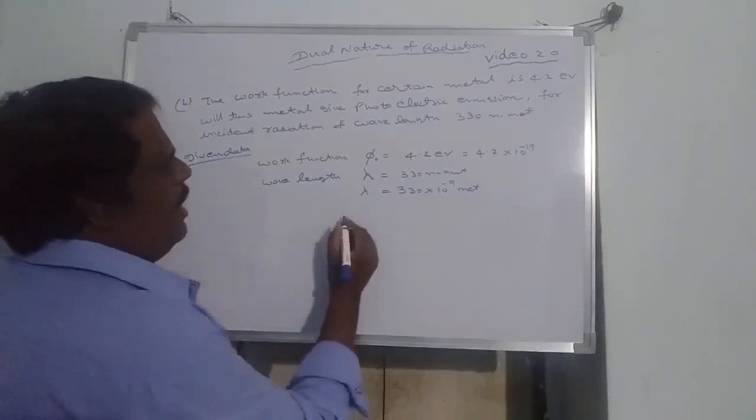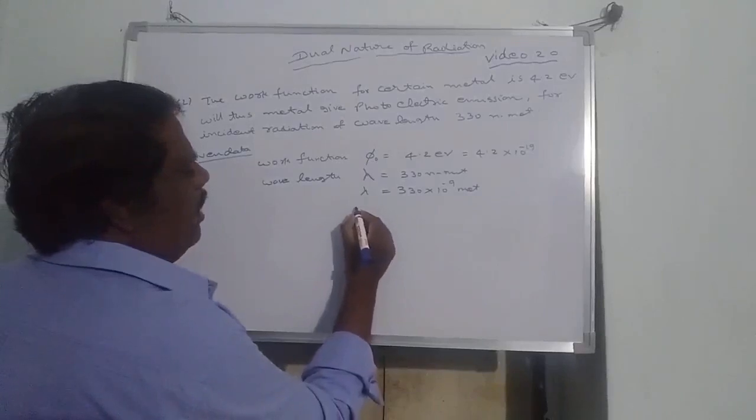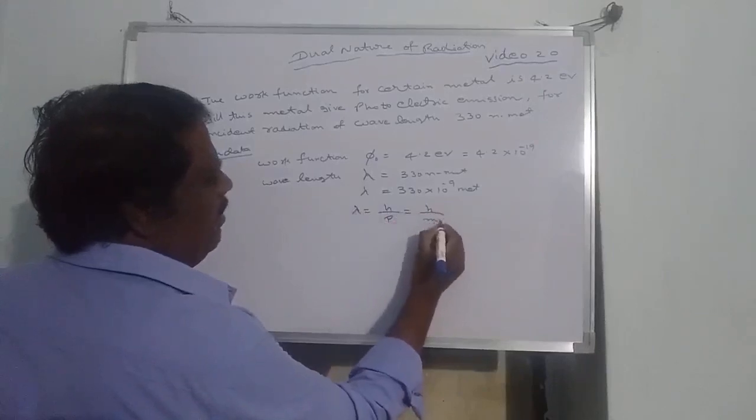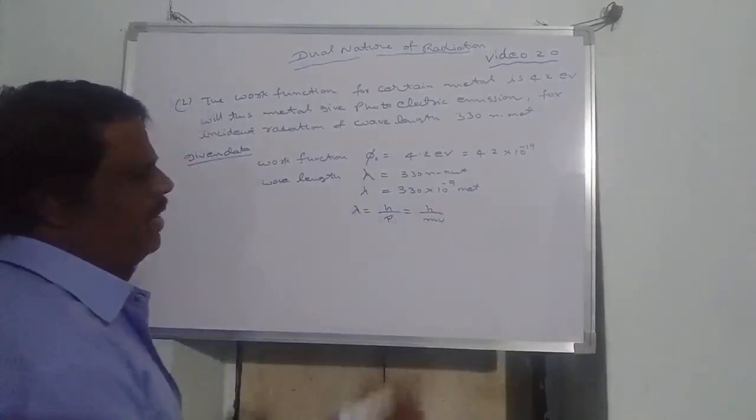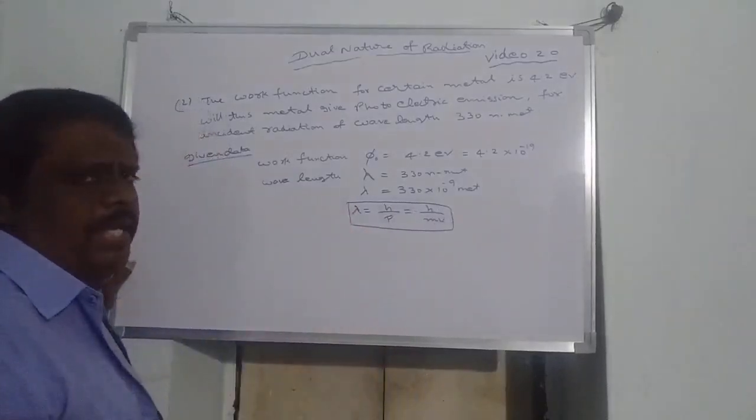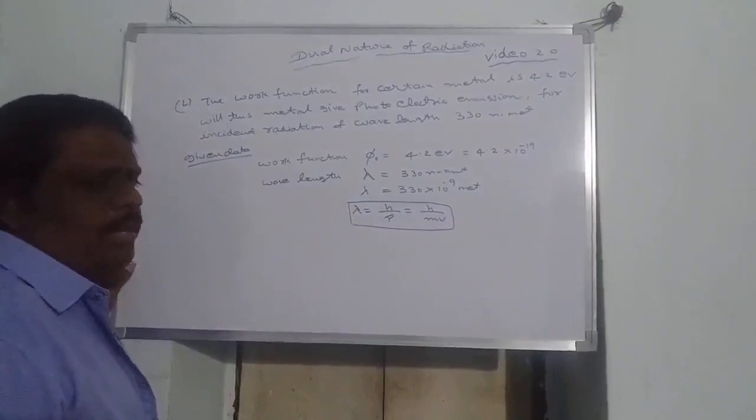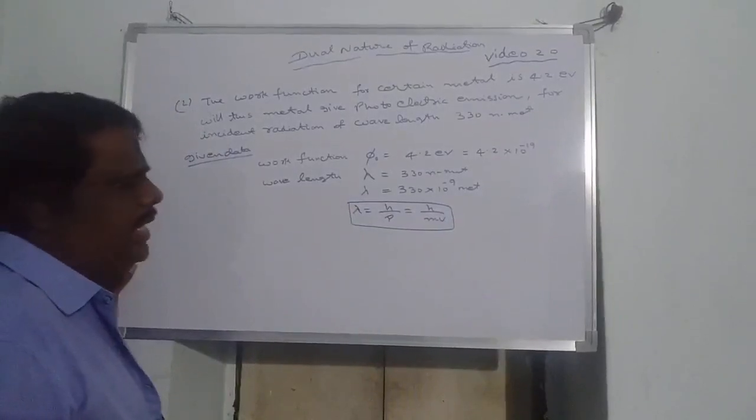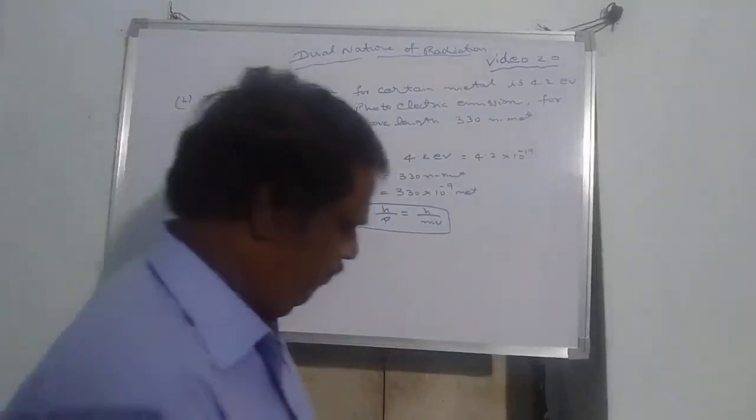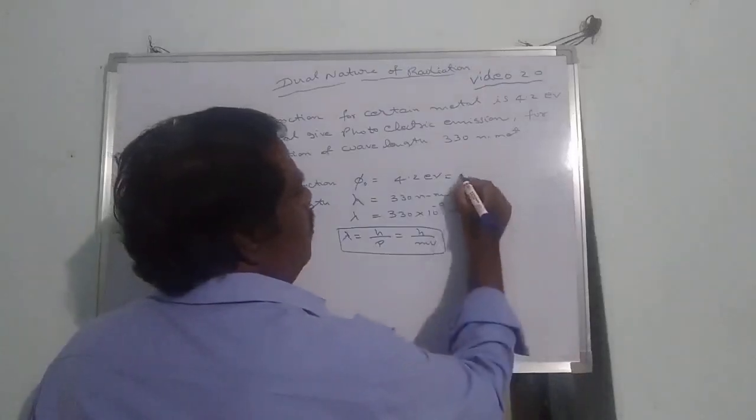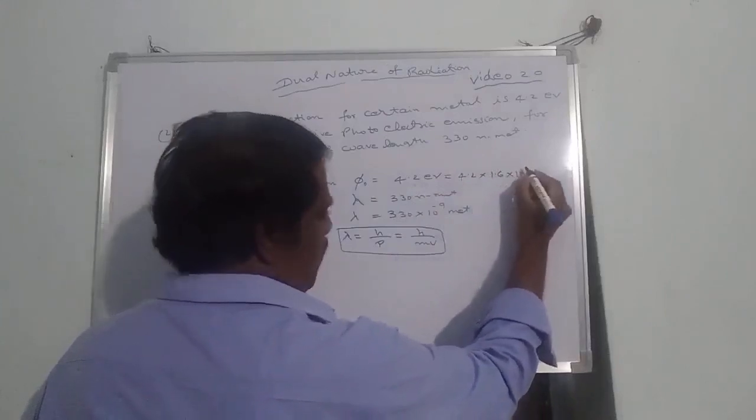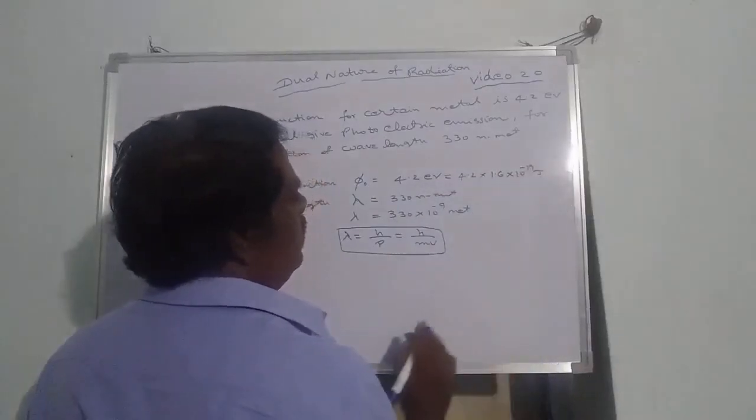The general formula from de Broglie wavelength is lambda is equal to h by p, where p is the linear momentum, that is nothing but mass into velocity, or speed of the particle. Then 1 electron volt is equal to 1.6 into 10 power minus 19 joules, so 4.2 eV is 4.2 into 1.6 into 10 power minus 19 joules.